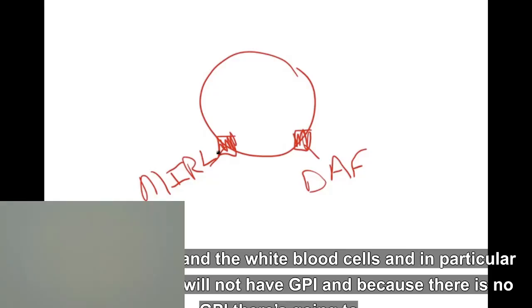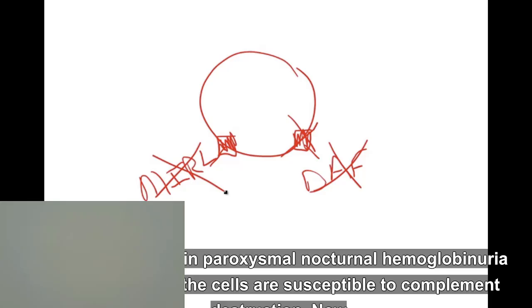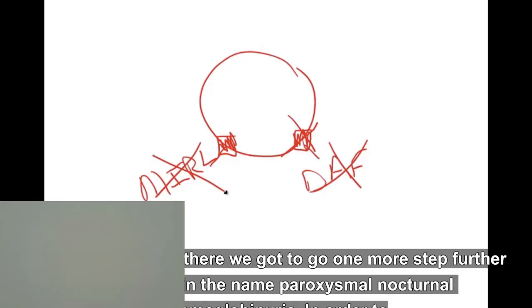And because there is no GPI, there's going to be no DAF. And if there's no DAF and no MIRL, then the cells will be susceptible to destruction by complement. That's the problem in paroxysmal nocturnal hemoglobinuria: the cells are susceptible to complement destruction. Now, we're not done there. We've got to go one more step further and explain the name, paroxysmal nocturnal hemoglobinuria.